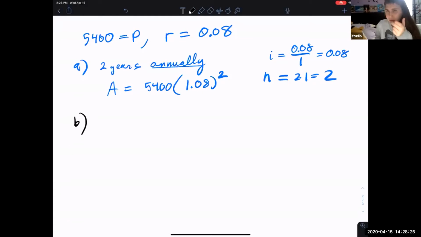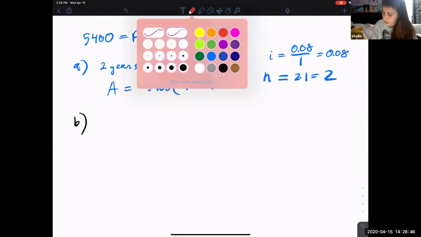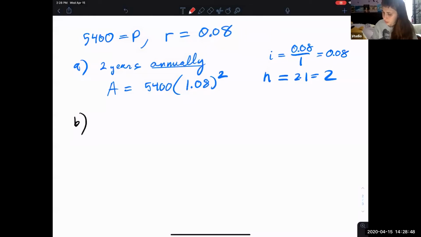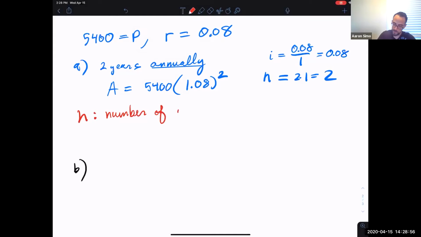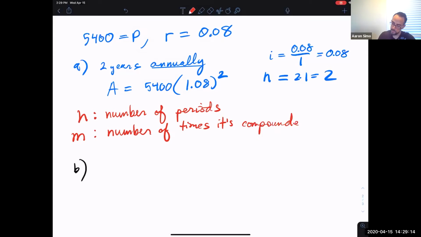For this I wrote that i equals r over n. Is that correct? Or maybe it's r over m, where m stands for the number of times that it's compounded per year. Wait, so what's the difference between n and m? Let's see: n is the number of periods, and m is the number of times it's compounded per year.